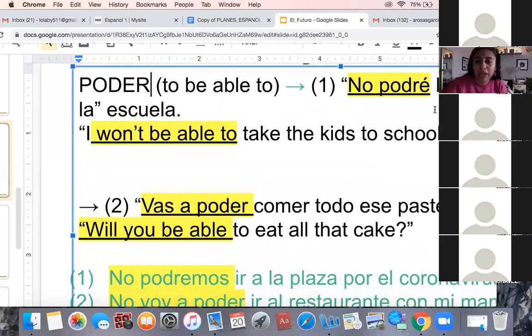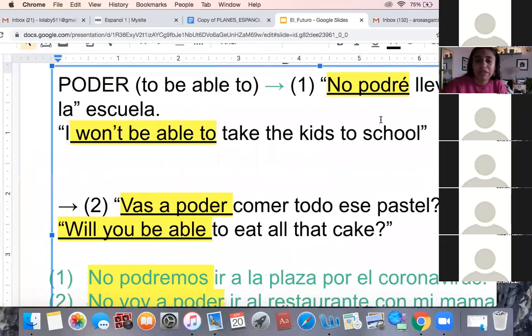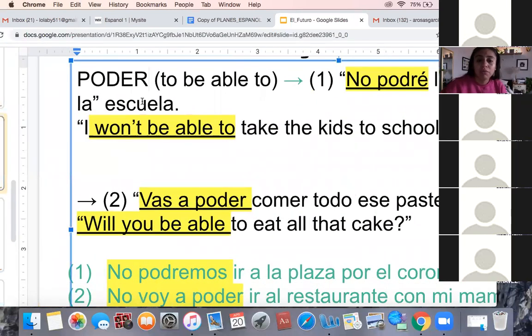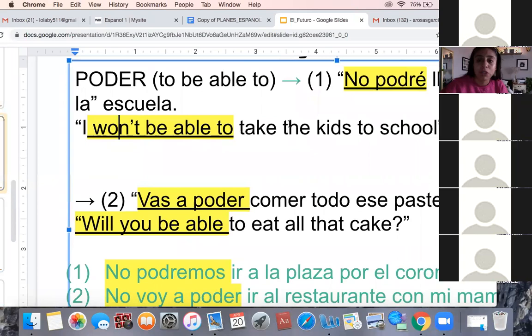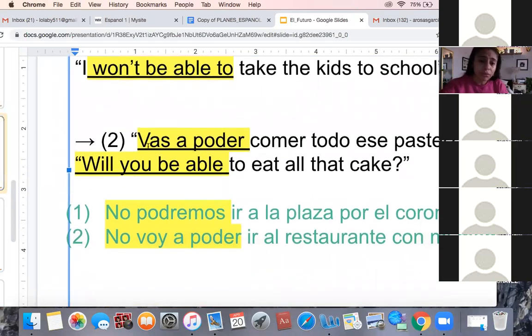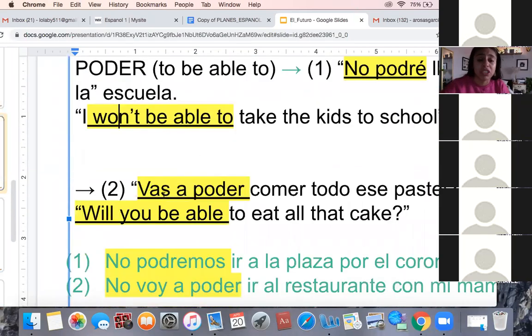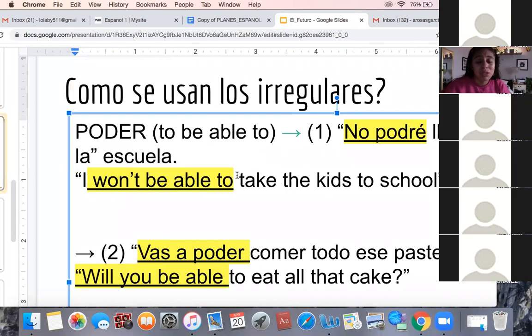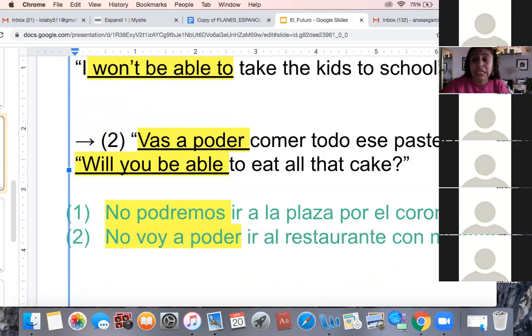So that's one way. And then I gave you an example. No podré llevar los niños a la escuela. I won't be able to take kids to school. So all this, the yellow, is obviously in the future tense, el futuro. But then I give you another way to do it, which I feel like is the easier way, and it's also the most used. So if you're like, yeah, I'm not about that life of conjugating, I don't want to do that, that's okay. There's actually an easier way to do it. So if you want to learn way number 2, as I'll call it, go ahead.